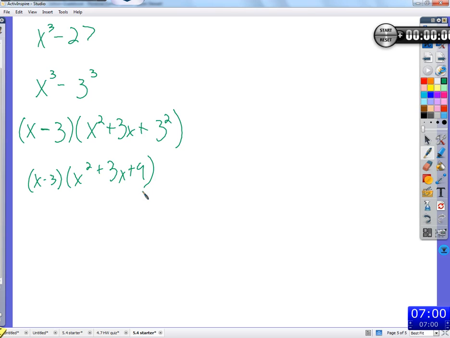If you look on, I'm going to tell you a page right now, 354. You can see the formulas, which we refer to as a pattern for factoring any difference of cubes and any sum of cubes.